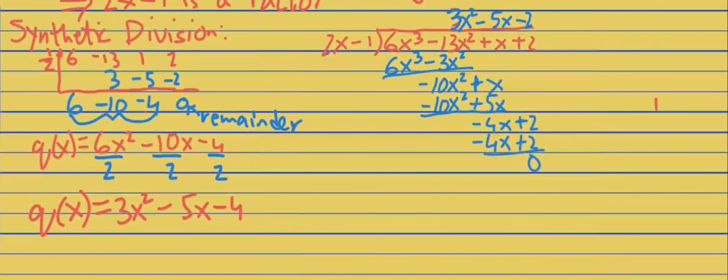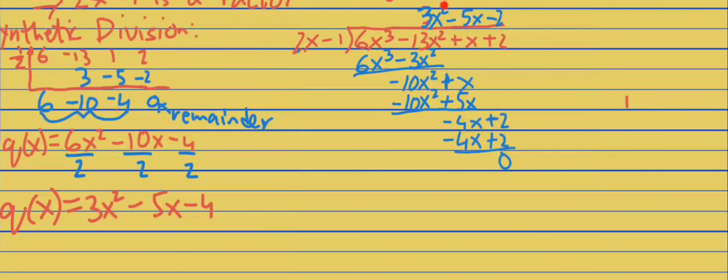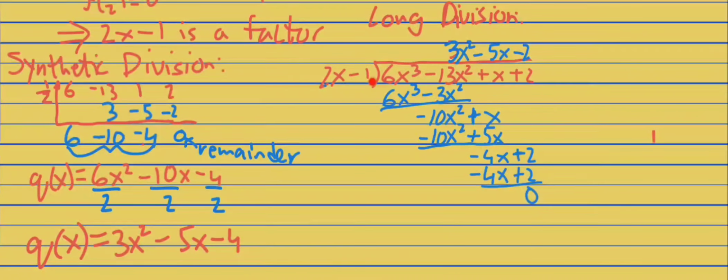But more importantly, do you see what the quotient turned out to be? It's 3x squared minus 5x minus 2. So therefore, had we left this as 6x squared minus 10x minus 4, that would have been incorrect. Because when you divide by 2x minus 1, that's the quotient you get. Is that clear?